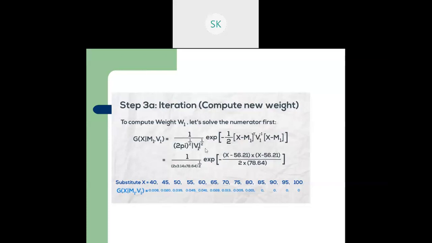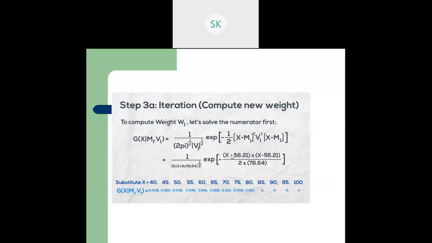That is 1 by 2 raised to 2 by pi 1 by 2. Okay, so this 1 is actually n, right? So in our case, that is n equal to 1. Exponential of this 1 by 2 x by m1 matrix, right? So putting the values, 2 into pi value 3.14 into variance, the first component variance is 78.64, right? Whole raised to 1 by 2.